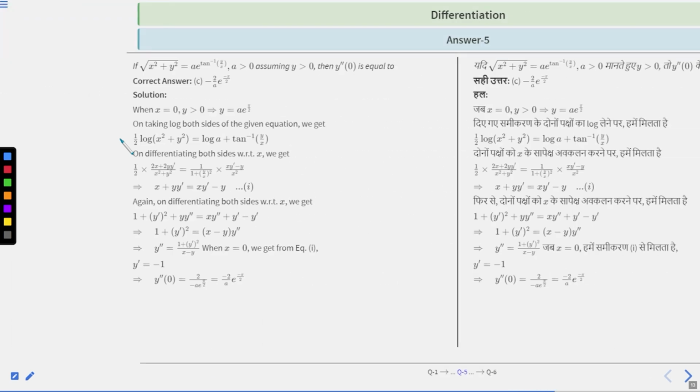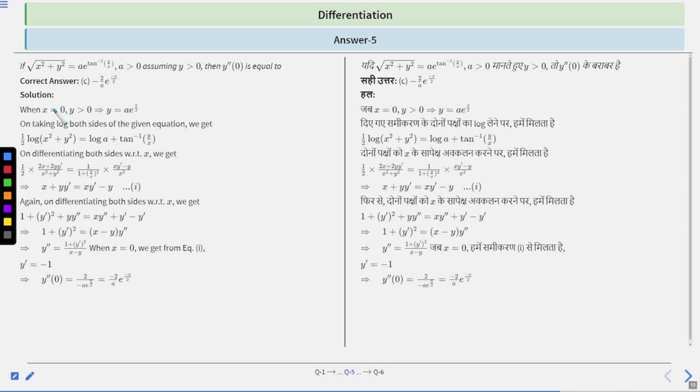Okay, let's move to the solution, part C. When x is equal to 0, y greater than 0, this implies we will put x equal to 0, and we will get y is equal to a e to the power pi by 2, right? See, we can directly differentiate throughout, but that differentiation will be a little bit lengthy, right? So we can take log both sides, as this is in power, right? So power of something.